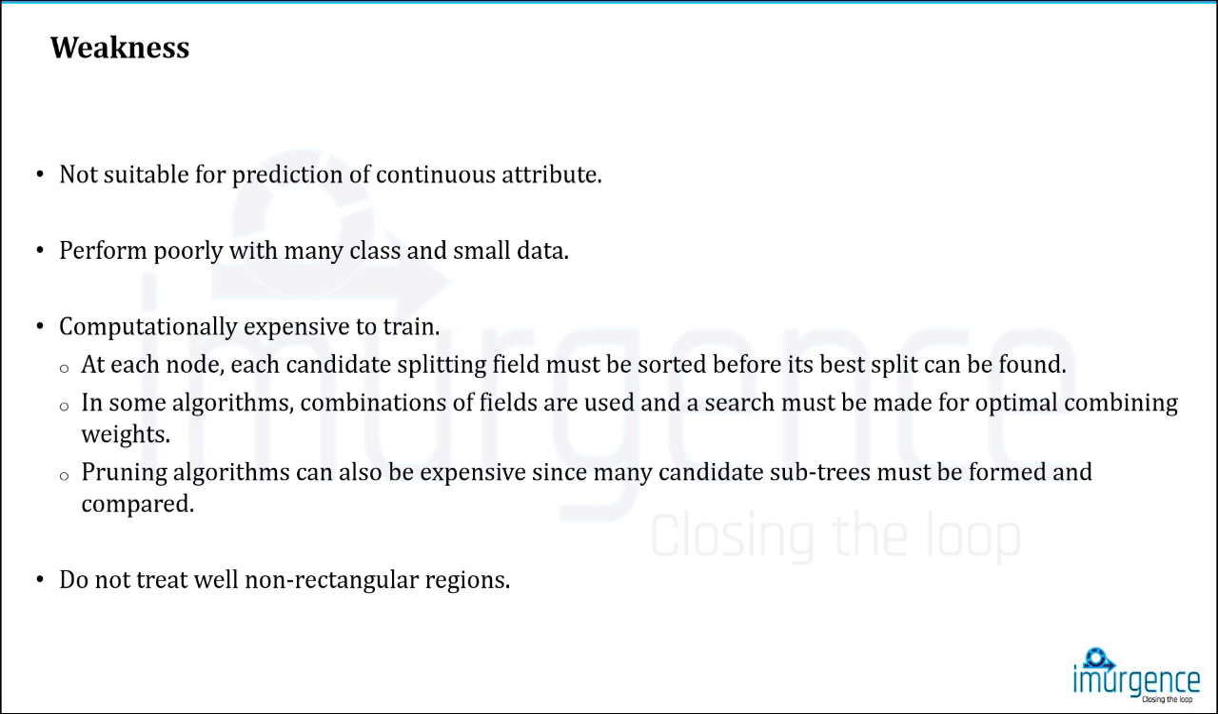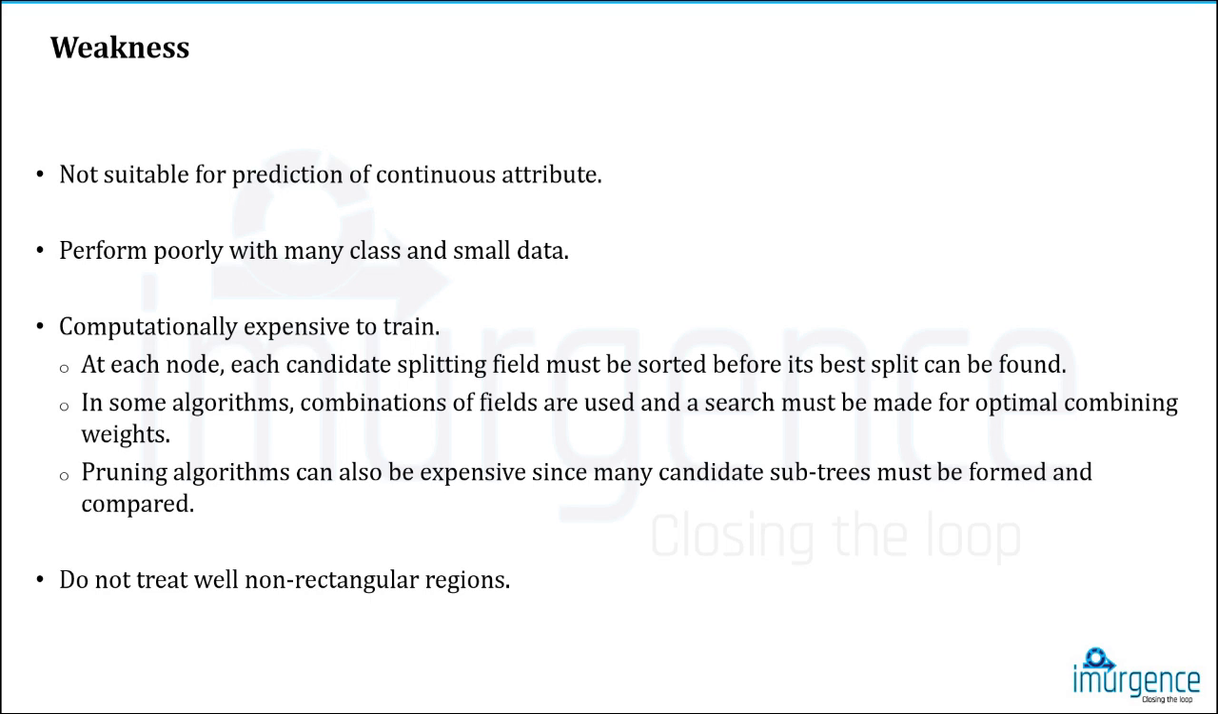Weaknesses: not suitable for predictions of continuous attributes because there is a lot of randomness in the data. Performs poorly with many classes and small data. So obviously when the data is small, it's not a good technique to use. Computationally, it's very expensive to train a decision tree on a large data set, right? But obviously with today's modern platforms of distributed systems, this is not a problem any longer, right?